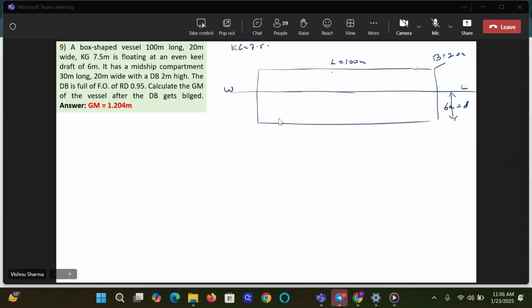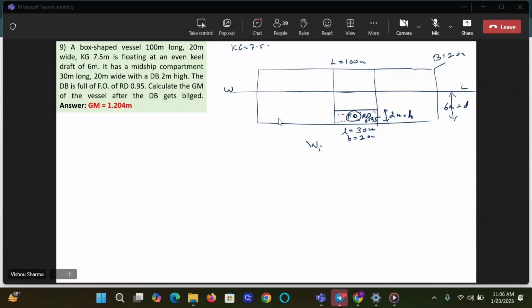It has a midship compartment. Again, the compartment can be anywhere. Now the focus is on this concept, so we don't complicate it. The DB, which is 2 meters high, is full of fuel oil, RD 0.95. This is the initial condition, correct, guys? Yes or no? Am I right? Okay, beta. Yes, sir. Now, what is the displacement of the vessel here in the initial condition?